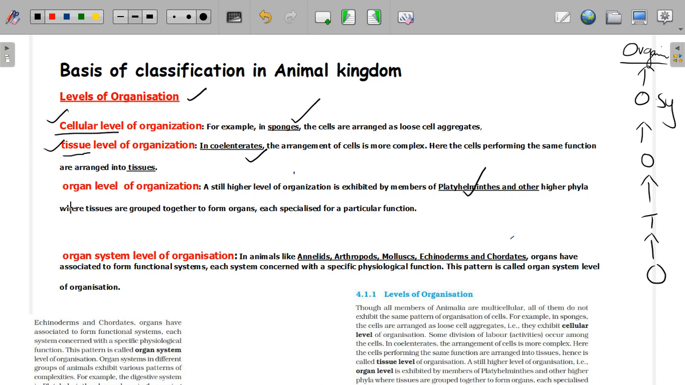You can see Annelida, Arthropoda, Mollusca, Echinodermata, and the phylum called Chordates all have organ system level of organization. That means, if you take us, we all belong to a phylum called Chordata. We have systems, right? Digestive system, reproductive system, circulatory system. So we are complex compared to the lower groups called sponges or coelenterates. Fine. So this is the textbook part of the explanation, you can say.